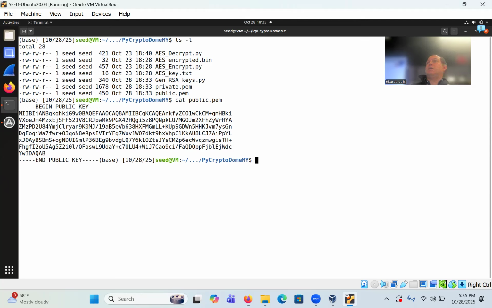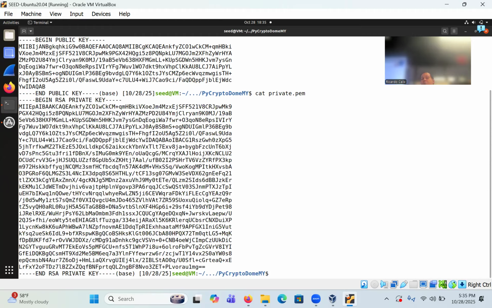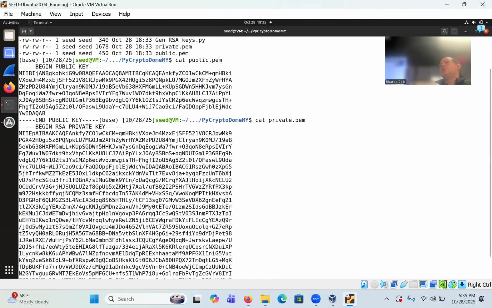All right, now let's take a look at the private one. So I'm going to do cat private.pem. And you can see it is much bigger, of course, and it's called the private key. All right, so these are the two files. So now everyone has the capability of creating their public and private keys that you can use for solving all the other problems. Does this make sense, guys?